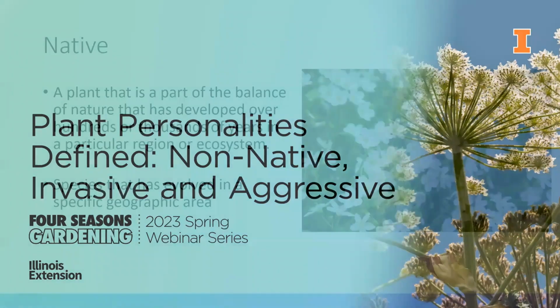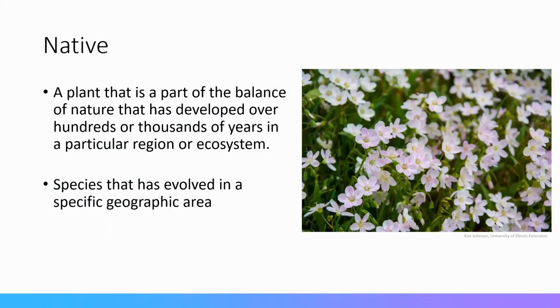So first off, before we define these others, we need to define what a native plant is. So a native plant is going to be a plant that is part of the balance of nature that has developed over hundreds or thousands of years in a particular region or ecosystem. So that's a textbook definition there. And basically boil that down to a species that has evolved in a specific geographic area.